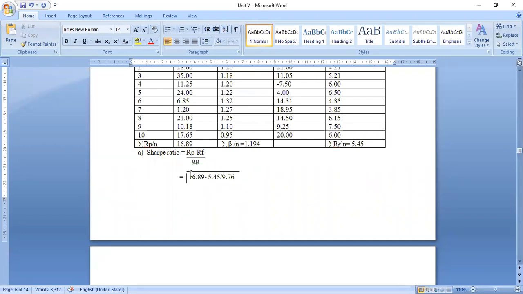Just check whether the values are the same or different, whether I have rooted it. I'll just check it. 16.89 minus 5.45 divided by 9.76, 1.17. This is by mistake. I have put the square root. Okay, ma'am. Yeah, good observation. By mistake I have put the square root, but the value is correct.